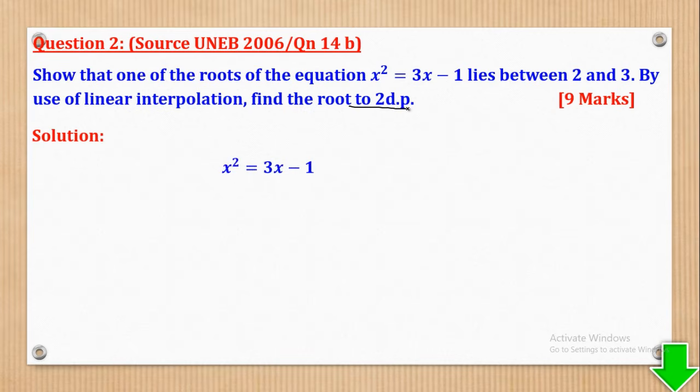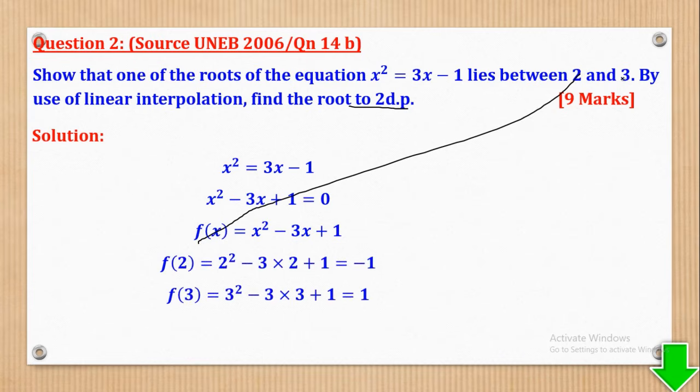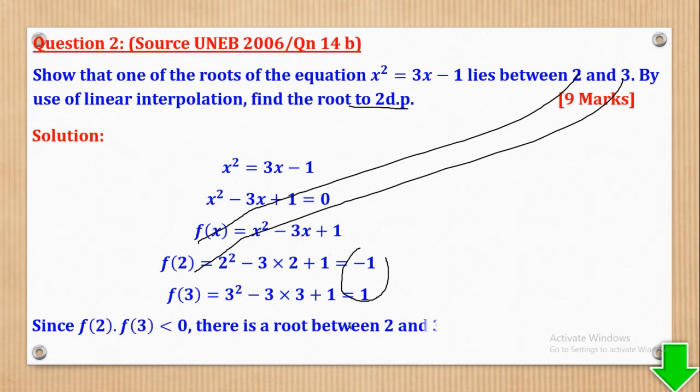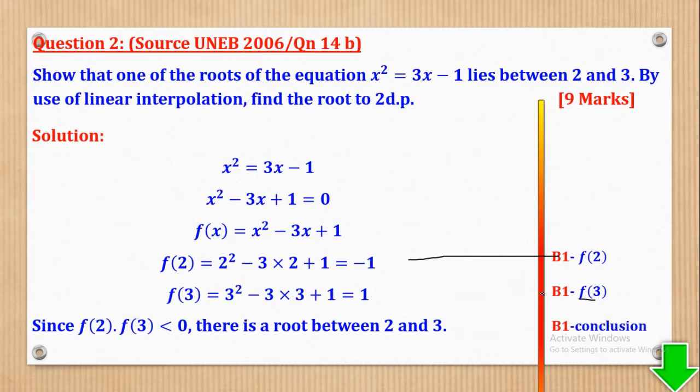So let's start with showing. Here f(x) is that, therefore we are going to use physical substitution. When x is 2, you substitute, and also when x is 3, you substitute. There is a change of sign, therefore you can conclude that since this product is less than 0, there is a root between 2 and 3. So that is the part of showing. B1 for that, B1 for that, B1 for this. Next we are going to go to linear interpolation method to get a better approximation. That word, better approximation.